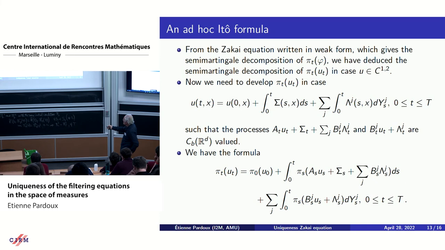And so the formula we have, given that pi t solves the Zakai equation, is this. Pi t of u t is pi 0 of u 0 plus the integral of pi s of A s u s plus, in the case where u was deterministic, we had this, which we called d s u s. Now we have, in addition, that term, and of course the stochastic term.